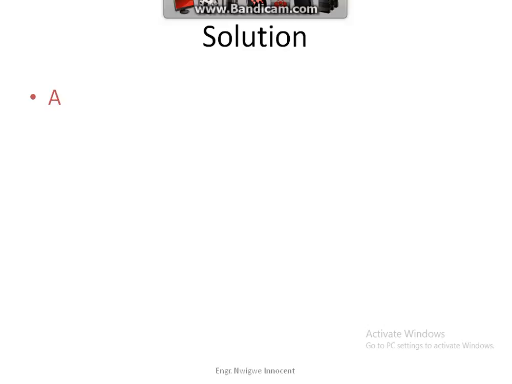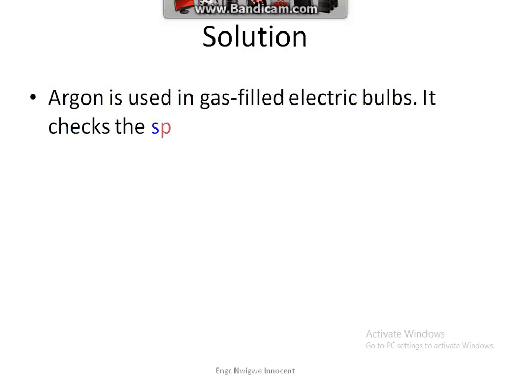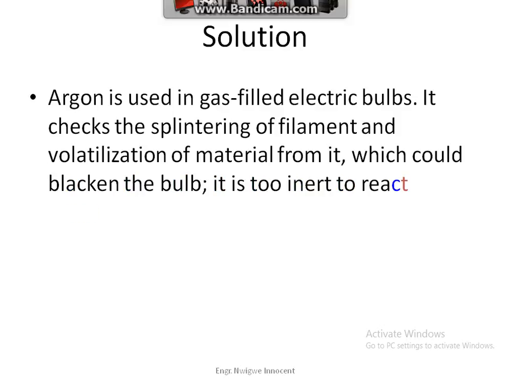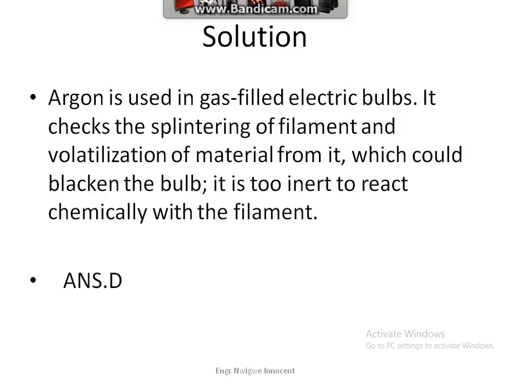Solution. Argon is used in gas-filled electric bulbs. It checks the splintering of filaments and volatilization of materials from it, which could blacken the bulb. It is too inert to react chemically with the filament. Therefore, it is used for electric arc welding. The answer is D.